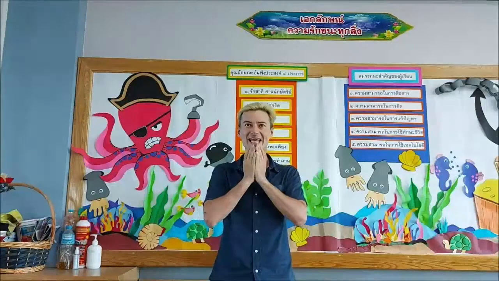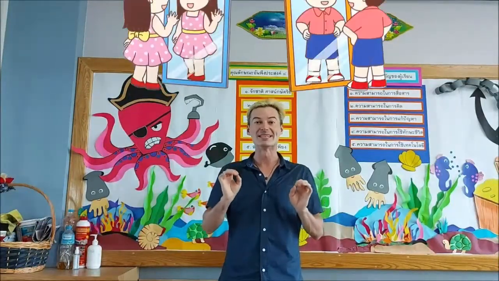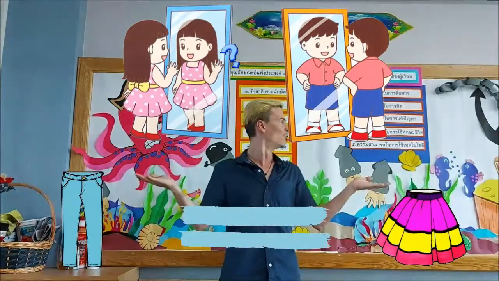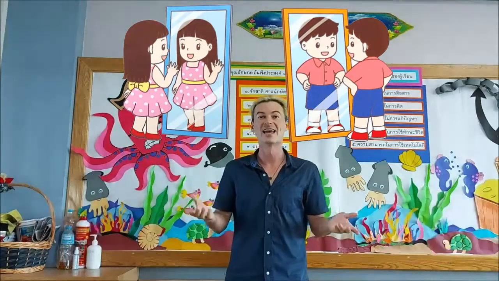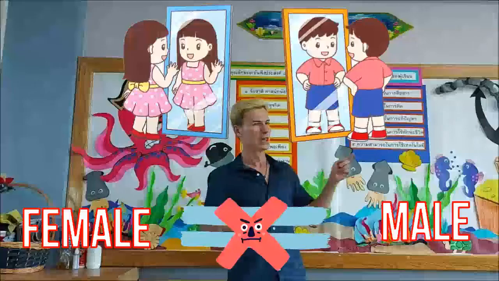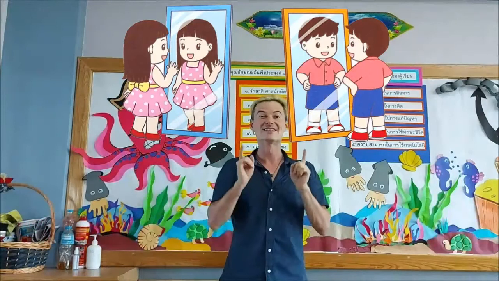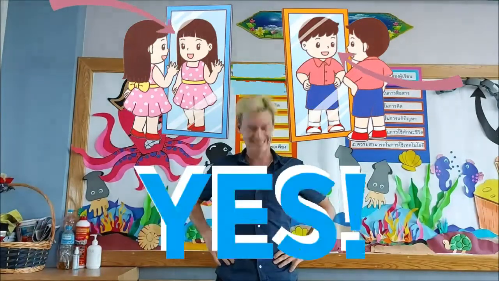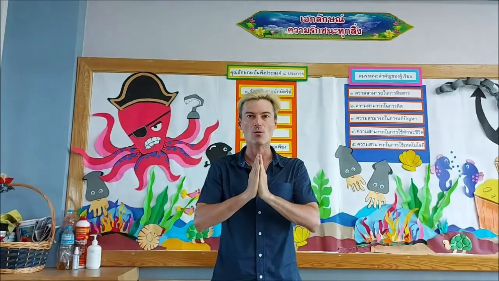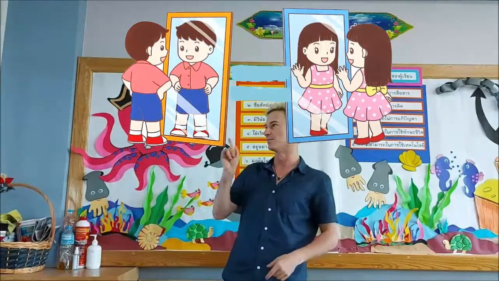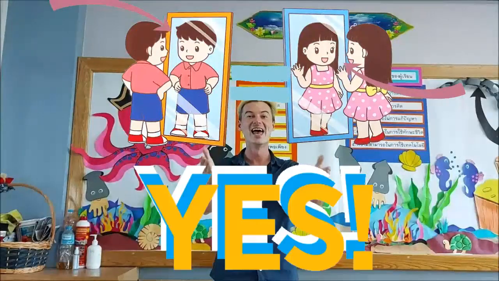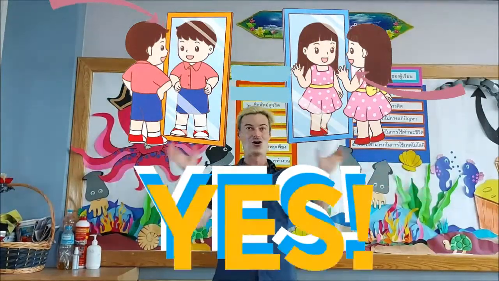Okay, now let's learn what of their appearances is the same. Is that their dressing? No. Is that their gender? Male, female? No. Is that their skin color? Right. Now tell me, what is the same appearance of the boy and the girl? Right, this is skin color. The same.